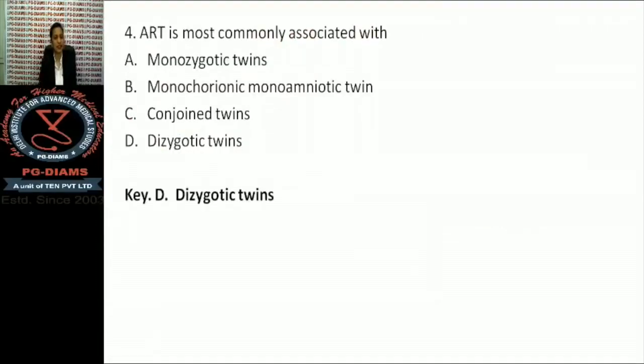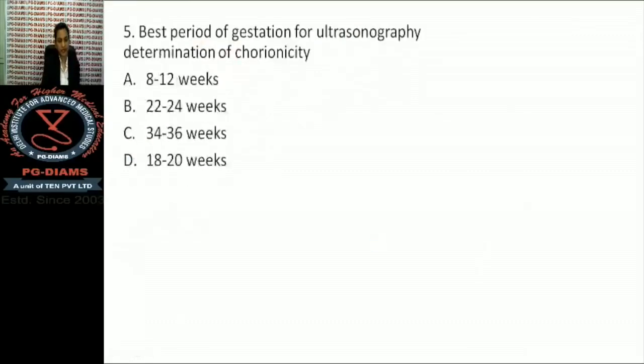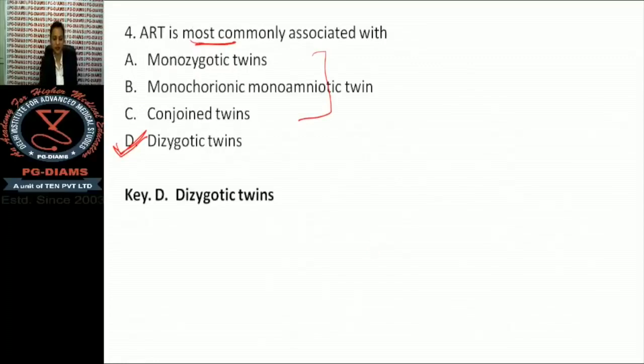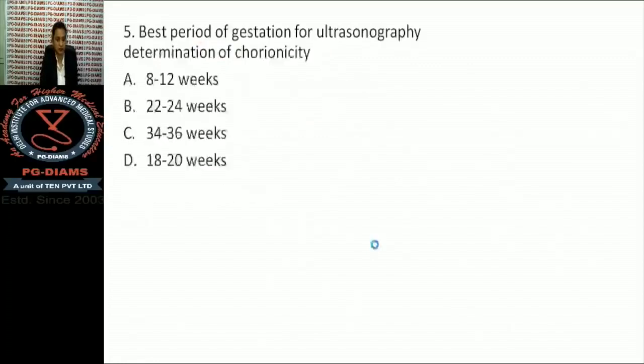Right, so ART is most commonly associated with, the answer here is dizygotic twinning. The other options are all monozygotics. It does increase the risk of monozygotic twinning, but the risk is very low.